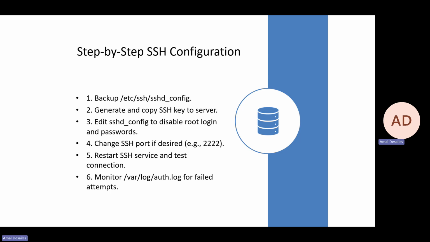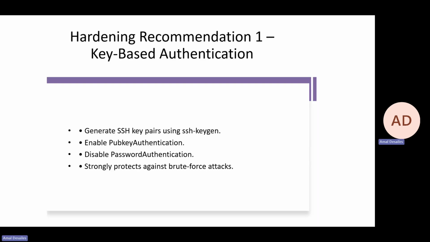Next, we're going to go through the hardening recommendations. My first recommendation is key-based authentication. The first and most important recommendation is to use SSH keys instead of passwords. You can generate a key pair using ssh-keygen, then enable public key authentication and disable password authentication in the SSH configuration file. This method is far stronger because the keys are cryptographically secure and cannot be easily guessed or brute forced. It is one of the best defenses against automated login attacks.